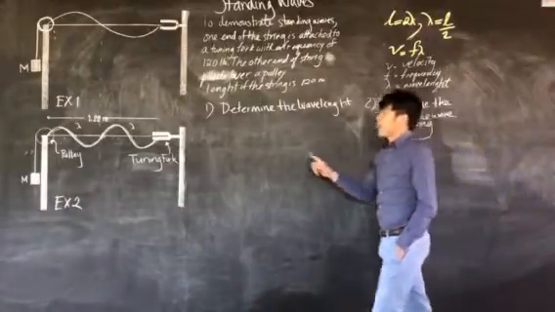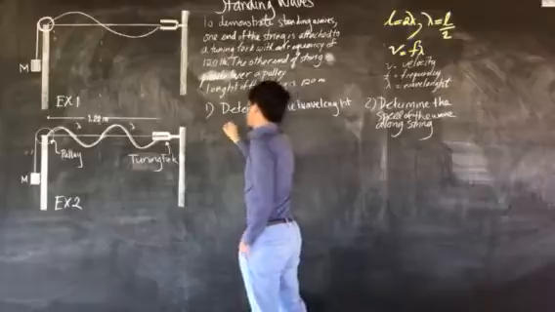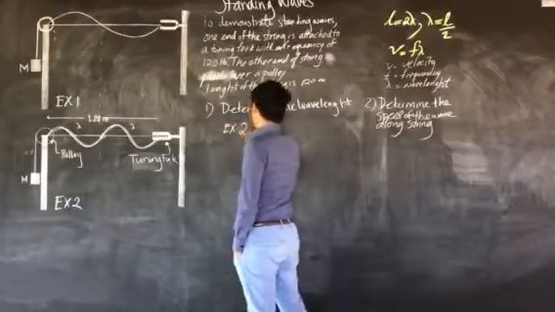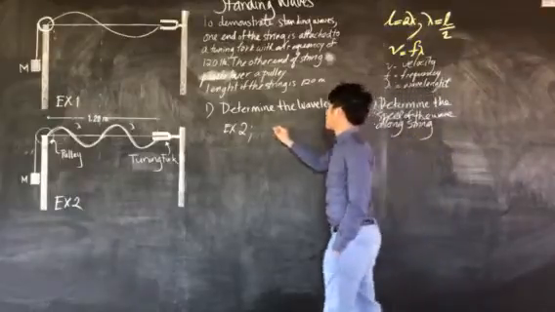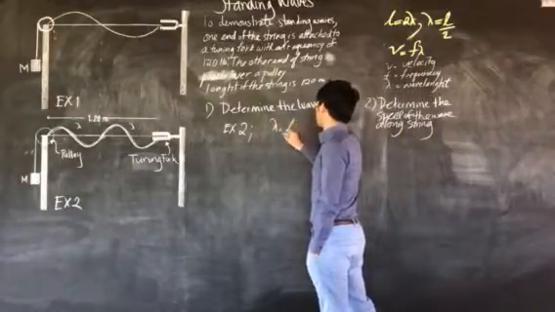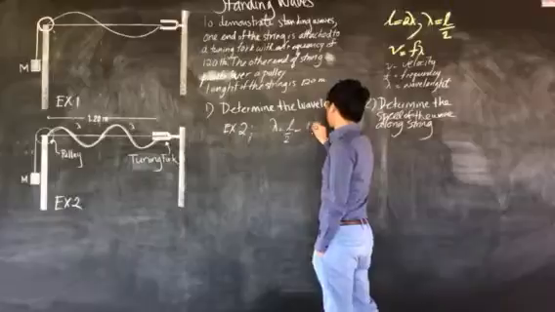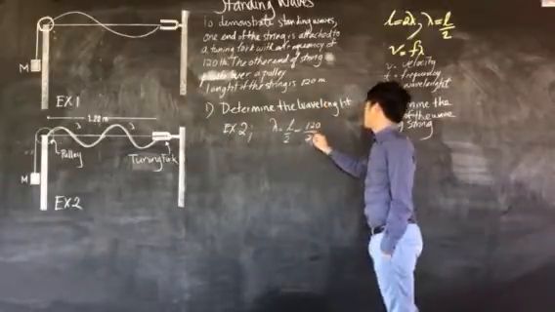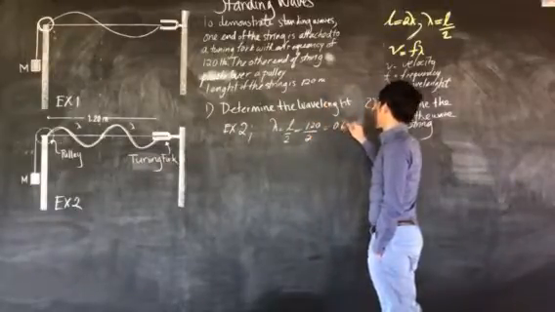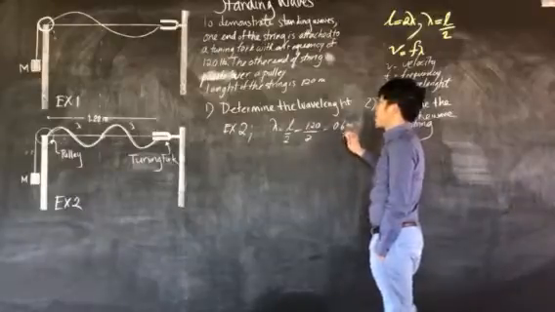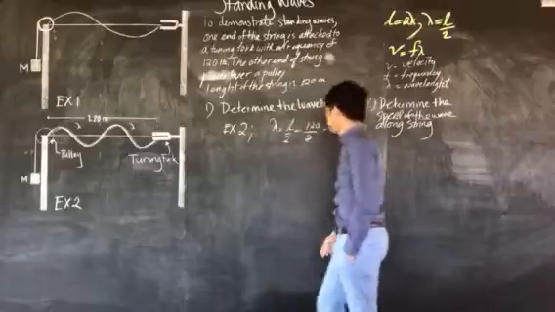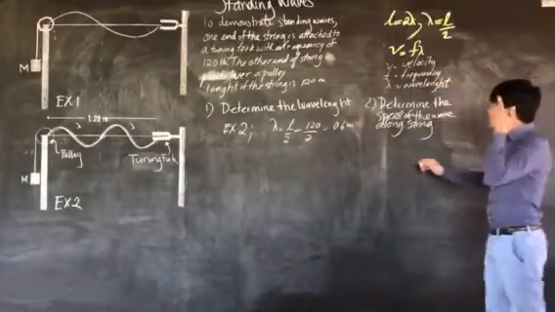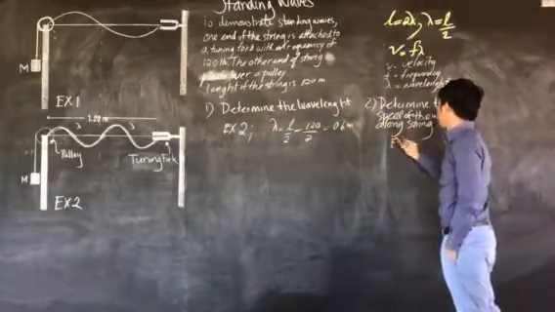I'm just going to go ahead and write that as experiment 2. So based on experiment 2, your wavelength should be L divided by 2. So the length is 1.2 divided by 2. That's actually 0.6 meter. That's how long the wave is for this experiment.